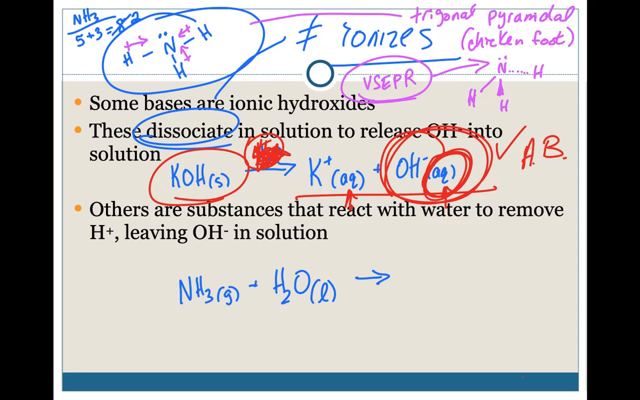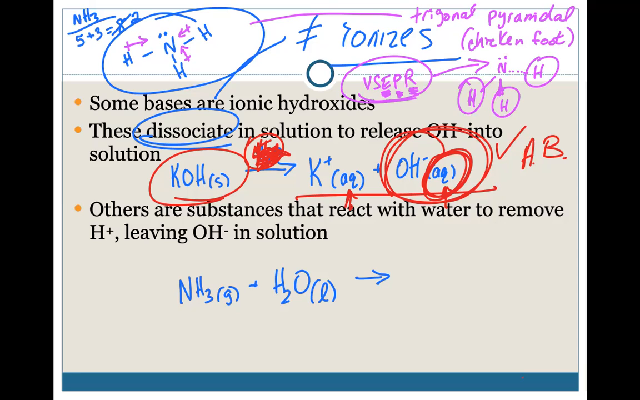If you remember valence shell electron pair repulsion, or VSEPR theory, this is what tells us that that lone electron pair takes up just as much space as each of these hydrogen atoms because of electron pair repulsion. Okay, so that's what determines the shape of a molecule. So the chicken foot, or trigonal pyramidal, is the shape. Now, that's a quick review of previous topics.